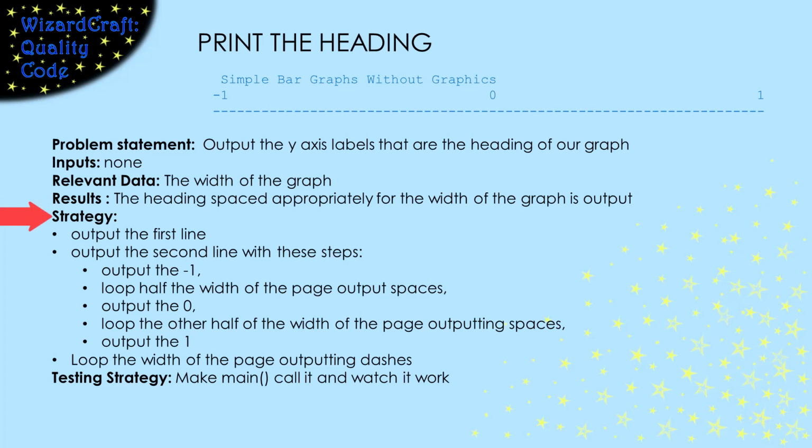There are 3 lines. Outputting the first is trivial. The second depends on the width of the graph, so I need to use loops to space out the parts of the axis legend. The third line also depends on the width of the graph, so I'll use a loop there too.